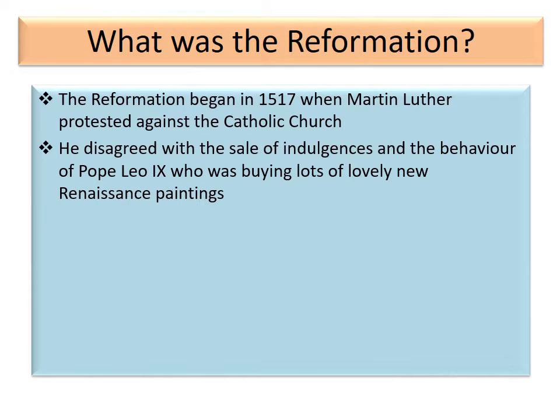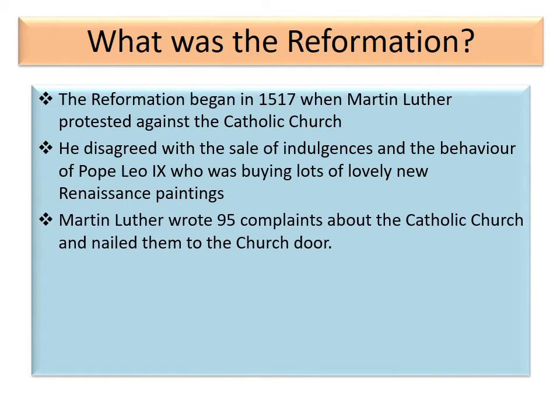And he didn't agree with the behaviour of Pope Leo, who was spending all of the money on the church, buying lots of lovely Renaissance paintings and sculptures, not helping the poor. So he wrote 95 complaints about the Catholic Church, and back in Wittenberg in Germany, where he came from, he marched to the local church door and he nailed them up there. Thump, thump, thump. And he waited to see what would happen.